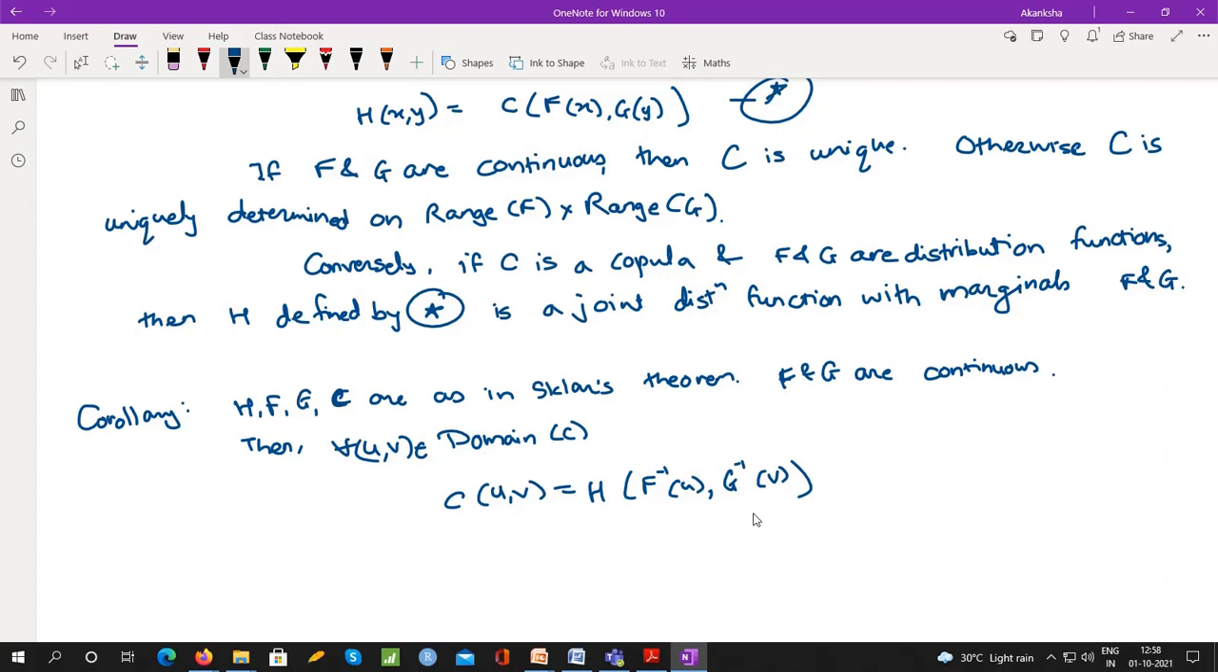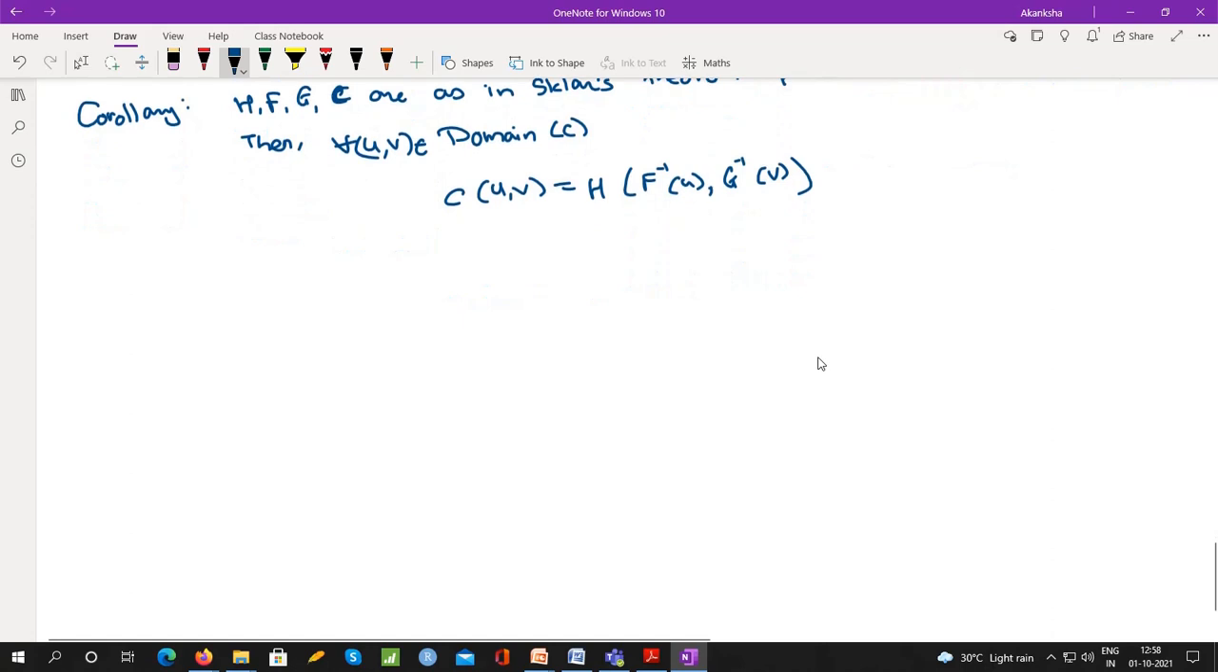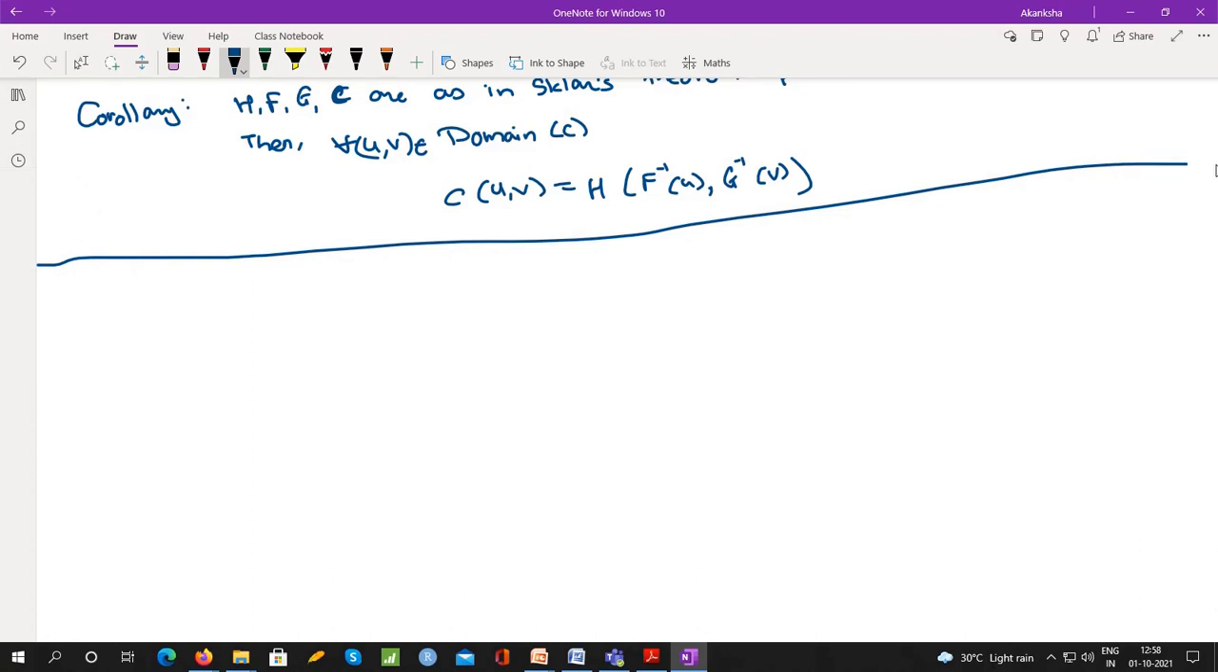Okay, so let me take one example. We have seen only the multivariate normal distribution. We didn't see any other multivariate distribution, so let me introduce one. There is something called Gumbel's, no double L, sorry, Gumbel's bivariate exponential. Actually for bivariate exponential there are various forms, and one of them is Gumbel's bivariate exponential distribution. So let me write down the joint CDF.